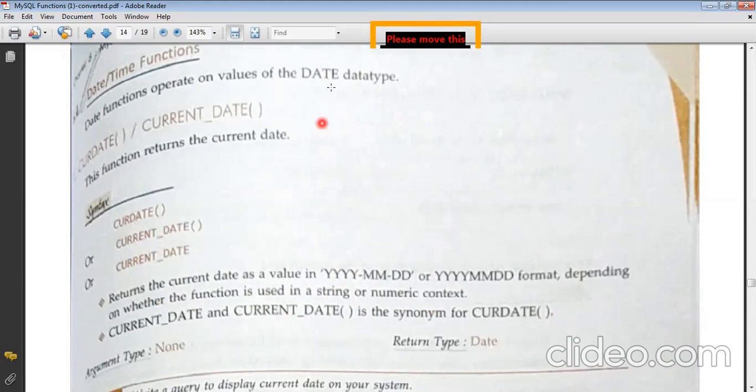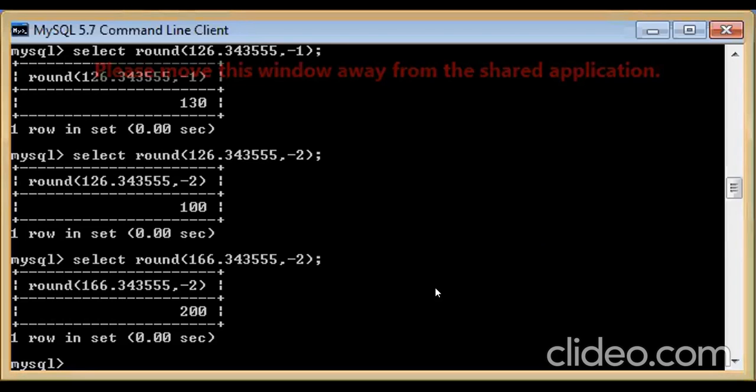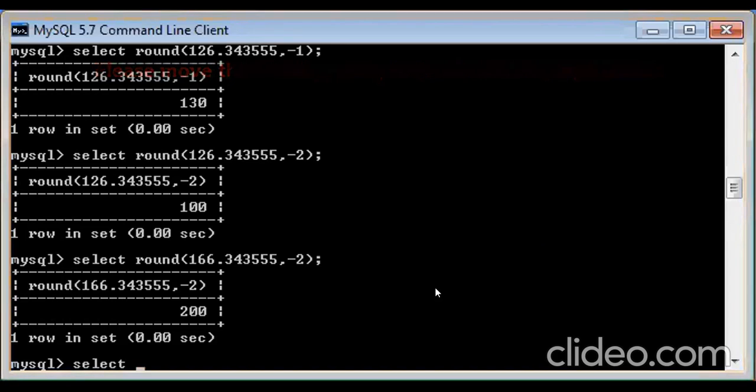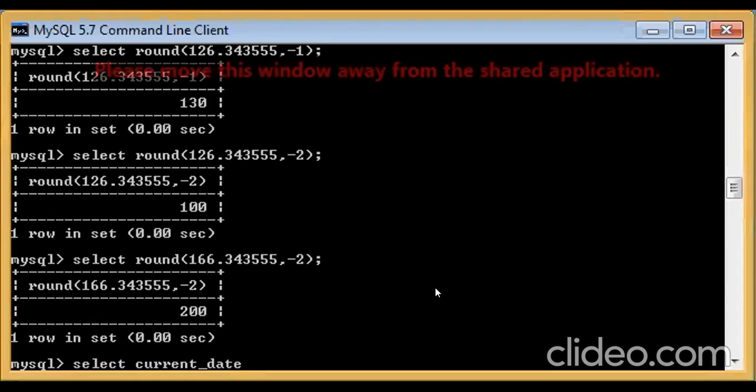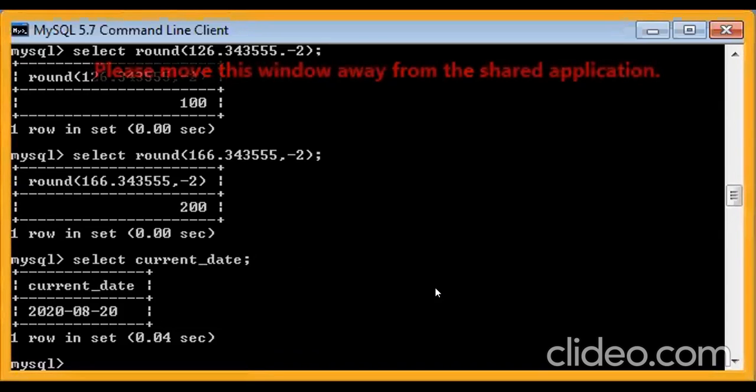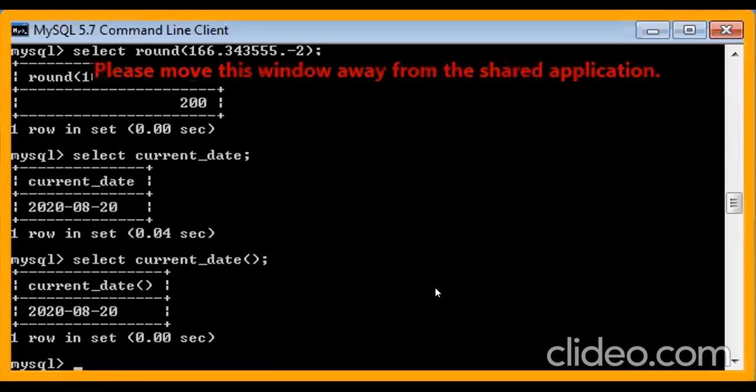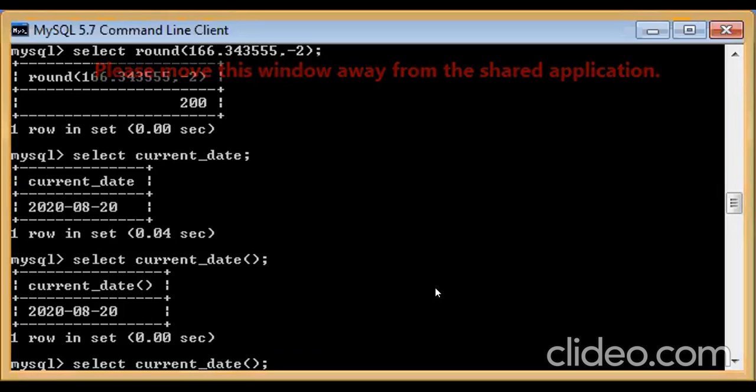So let us see the current date using this function. We can use select, and suppose we write CURRENT_DATE without parentheses. Then let us see how it works. It will show you the current date, and if I use it with parentheses, it still works. And suppose I do not even write this, but I only write CURDATE.